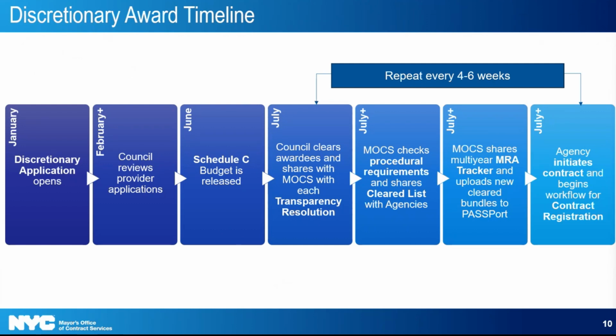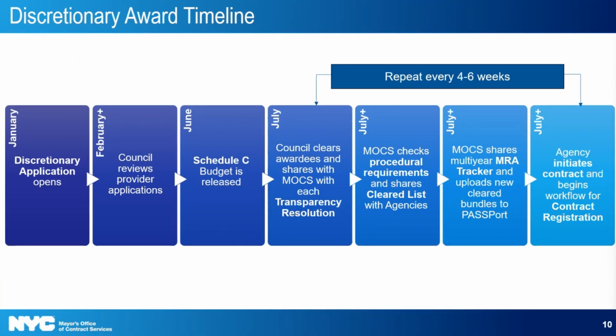Once City Council has reviewed and approved provider applications, the adopted Budget Schedule C is released. This outlines the discretionary funds and allocations for the new fiscal year. Council will then process and clear the awardees with each transparency resolution and share this with MOCS to check for procedural requirements. Transparency resolutions have data on new designations made later in the fiscal year, as well as any amount changes or scheduled reallocations. Please note that some changes like agency transfers are effectuated through budget modifications, which occur less frequently.